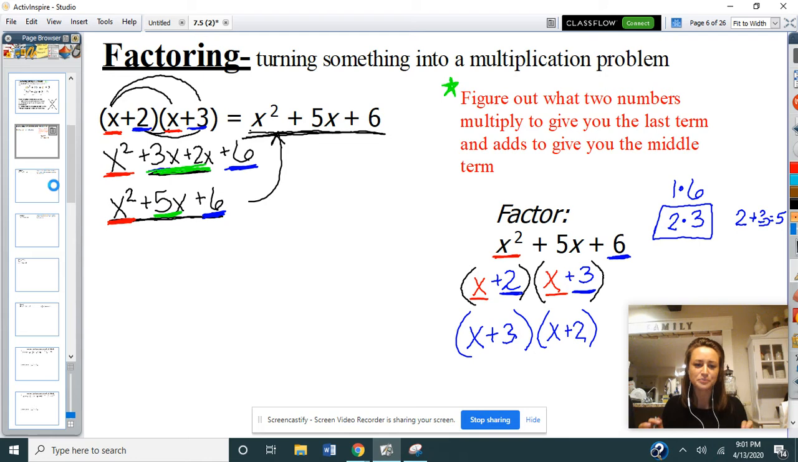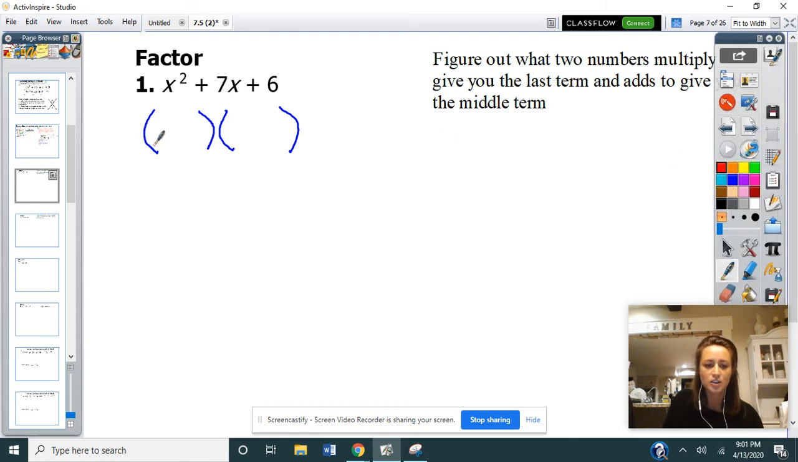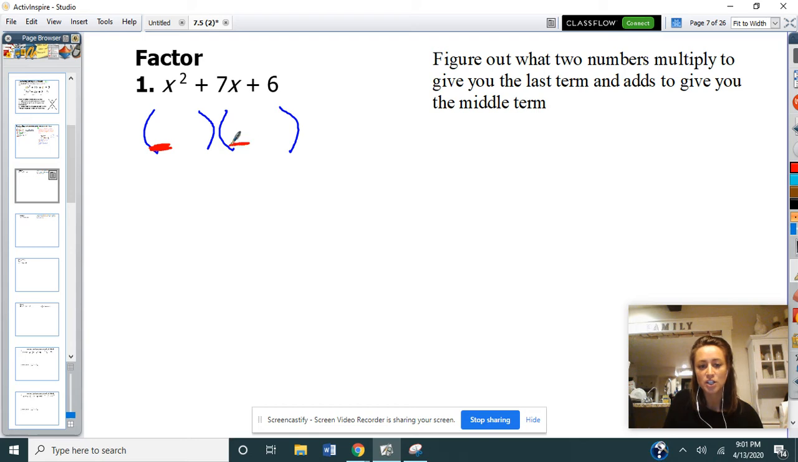So let's try this one. Okay, so this one, we're going to factor. So we've got our thing here. Now factor means turn it into a multiplication problem. So we're going to make our little parentheses there. And now remember, the first term, we'll use red. The first term that goes here and here, remember, they have to multiply to give you the first term. So what two things multiply to give me x squared? Well, x times x. So x times x is x squared.